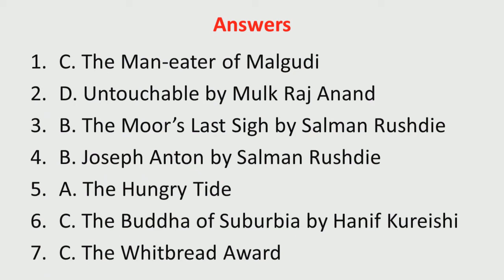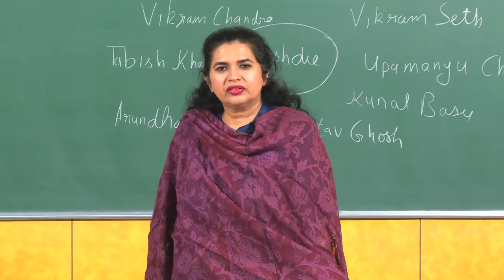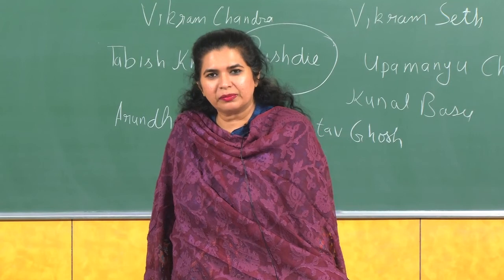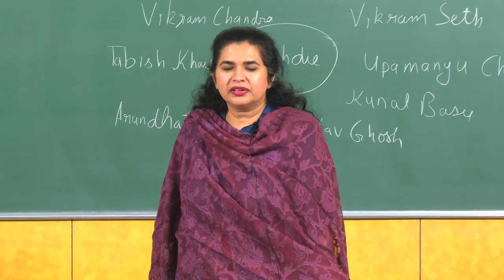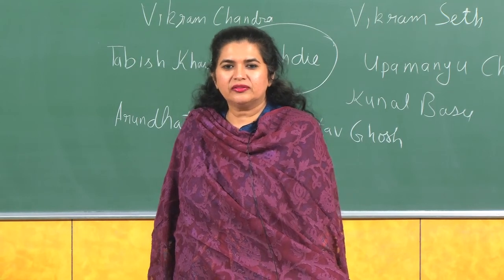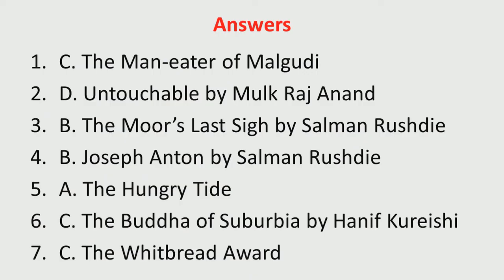Number 5, A. The Hungry Tide, set in the Sundarbans, by Amitav Ghosh. And number 6 is C. The Buddha of Suburbia by Hanif Kureishi, an important writer from the South Asian part of the world. He is a British, Indo or Pakistani British writer. And the book also won the Whitbread Award.